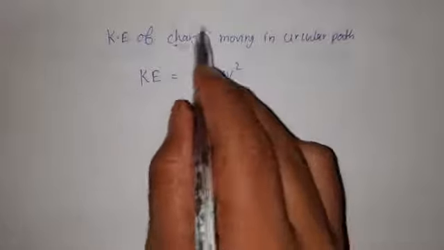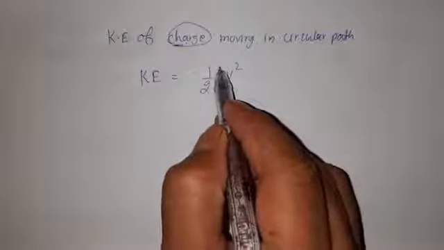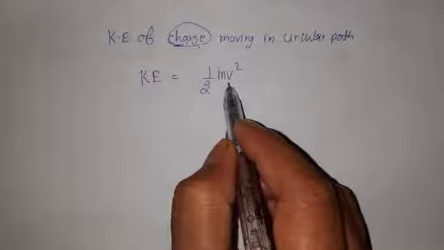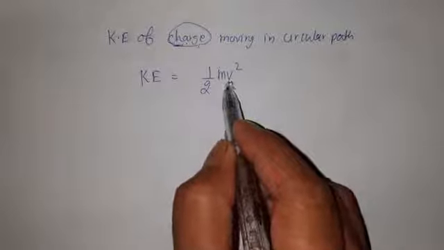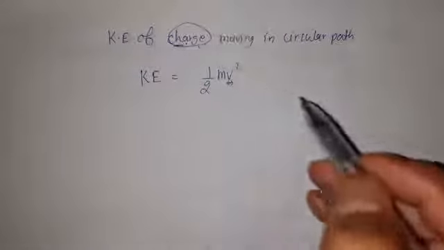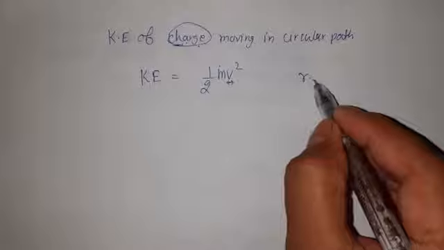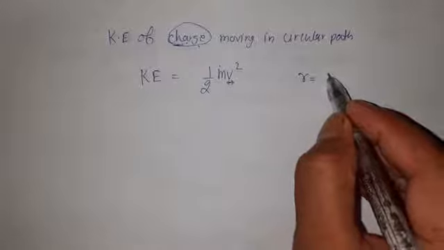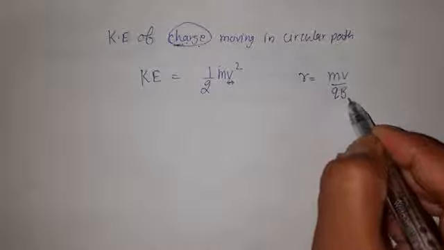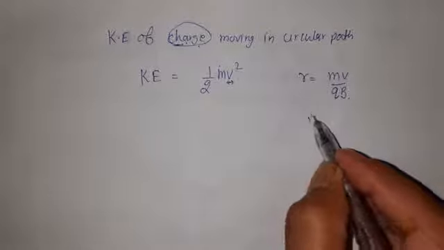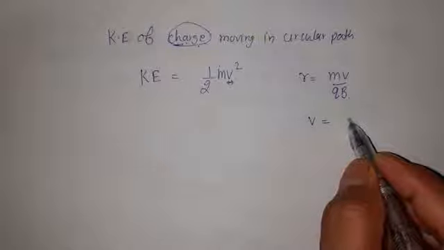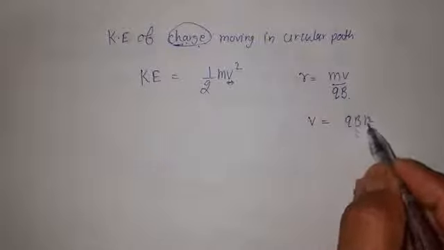So we are talking about this charge: it has mass m and it has speed v. How much is the speed of this charged particle in that circular path? As we have calculated, the radius over here was mv by qB. Therefore the speed of this charged particle in the circular path is qBr by m.